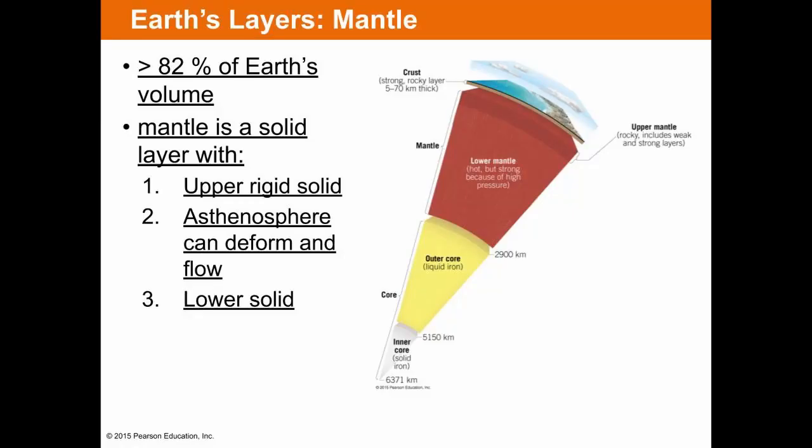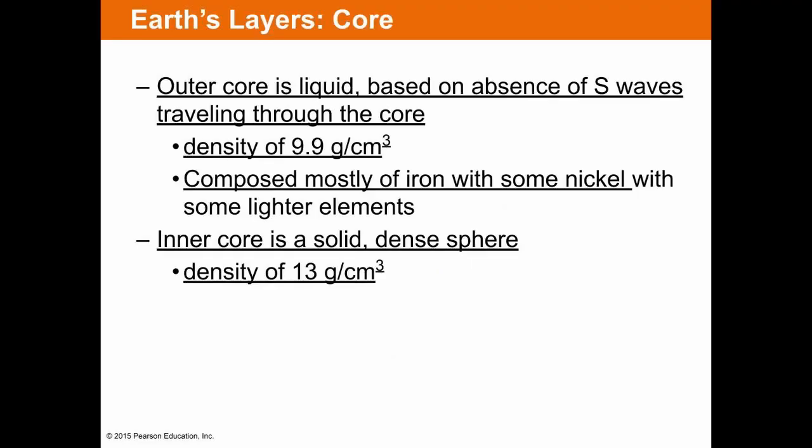Beyond that crust, of course, we have the mantle, which we've talked about extensively in previous chapters, and which makes up 82% of the Earth's volume. The mantle is a solid layer with an upper rigid solid, an asthenosphere that can deform and flow, and then a lower solid. And then finally we can get to the core of the Earth.